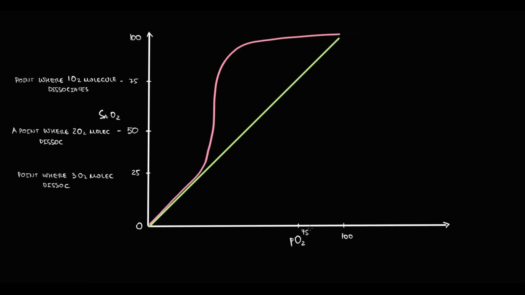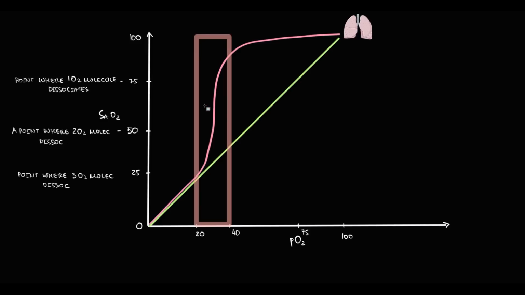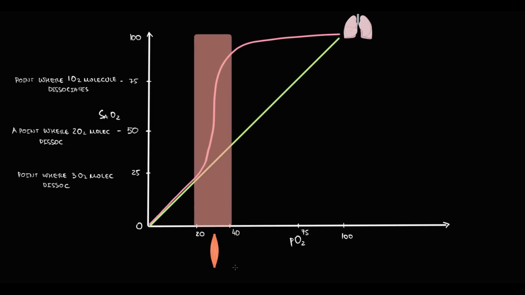We have to know that our tissues have partial pressure of oxygen between 20 and 40. So this red area is where hemoglobin should drop oxygen molecules. And it's vitally important for hemoglobin to drop oxygen precisely into this area and not earlier, because otherwise tissues will not receive oxygen.